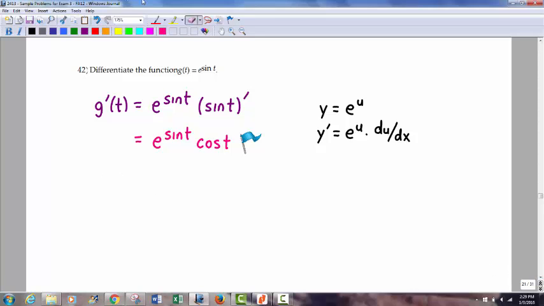There we go. So it's going to be e to the sine t times the derivative of sine of t, which is cos of t. So if I'm following that pattern, of course, I have du dx there, but our variable is t, no problem, same idea. So we would have e to the sine of t times cosine of t, and that would be our derivative.